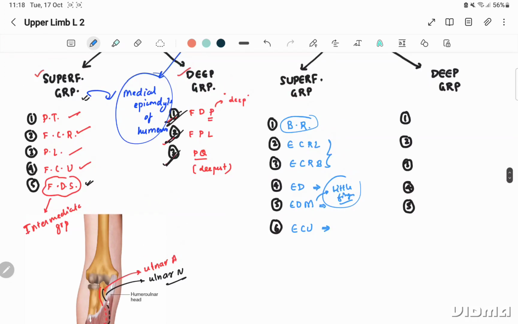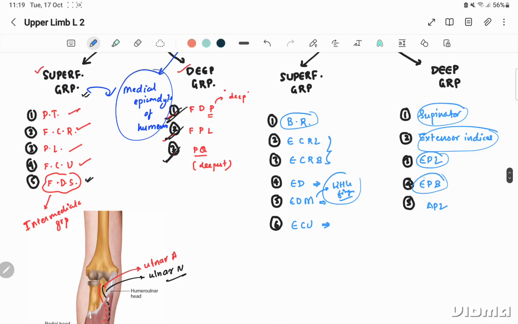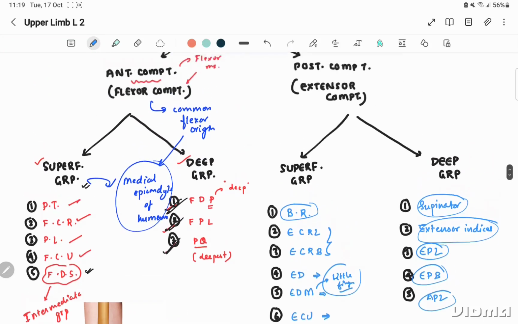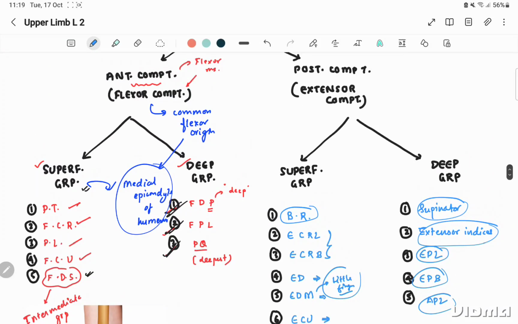Then we have the deep muscles of the back of the forearm. We have the supinator muscle, the extensor indicis, extensor pollicis longus, extensor pollicis brevis, and the abductor pollicis longus. Okay, supinator, extensor indicis, EPL, EPB, and APL. These are the deep group muscles.